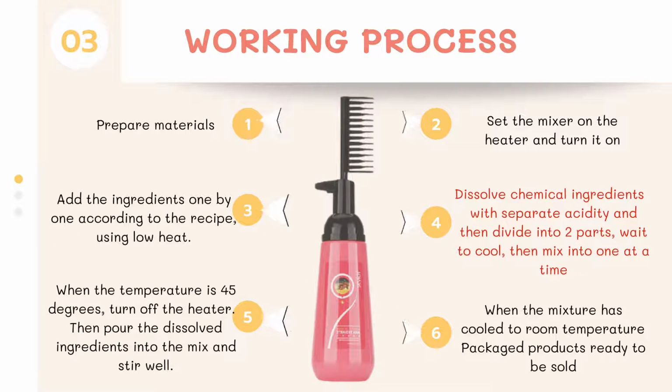The working process has six steps. First, prepare the material. Second, set the mixer on the heater and turn it on. Third, using a roll heat, add the ingredients one at a time according to the recipe. Fourth, dissolve chemical ingredients with separate acidity and then divide into two parts. Wait to cool, then mix into one at a time.